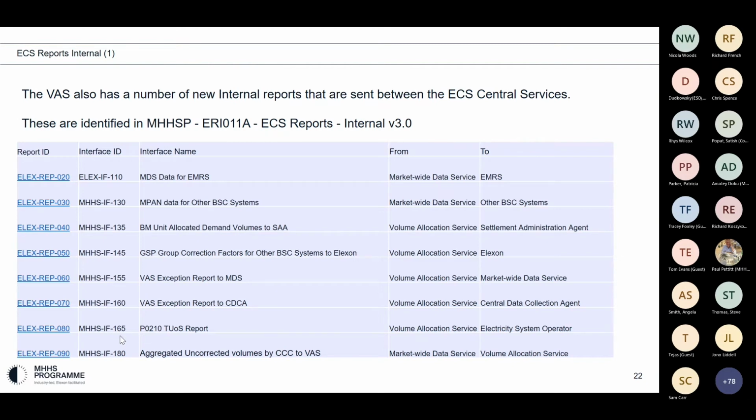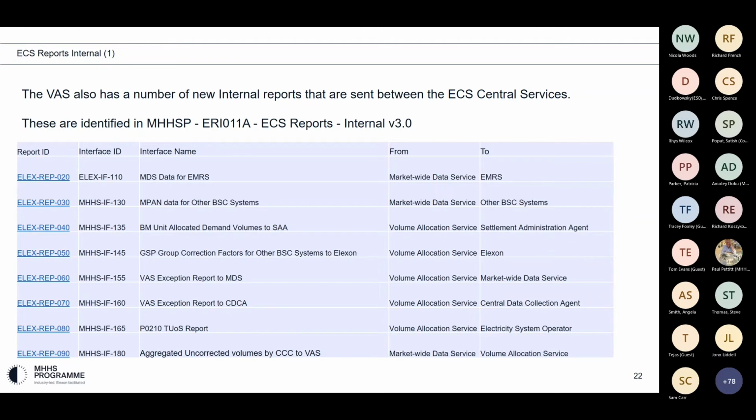There is the 165, which is the report which goes to the electricity systems operator. This isn't quite fleshed out yet. The design team are in discussion with the ESO to try and nail down the contents of that report, especially given some changes in the transmission charging arrangements. So that one, if you look at that, isn't quite good to go yet.